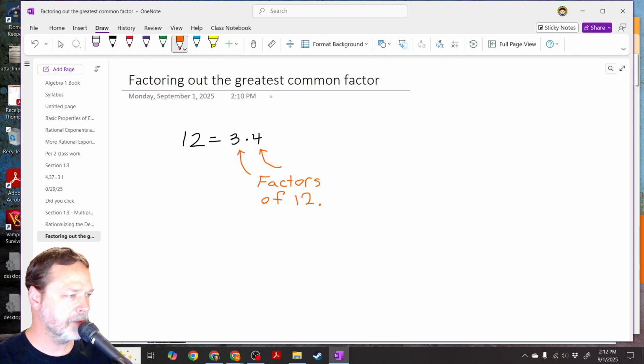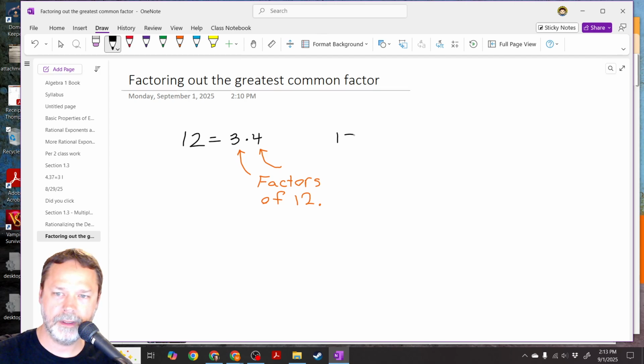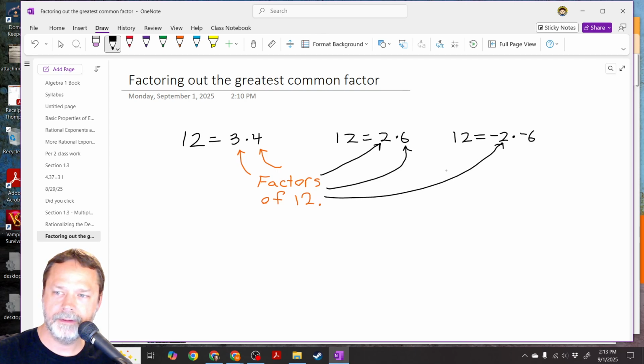And so 12 has lots of factors, right? I could write 12 as 3 times 4. We could write it as 2 times 6, right? Each of these is a factor. We could even do, how about negative 2 times negative 6? That would work also. Lots of ways to factor.